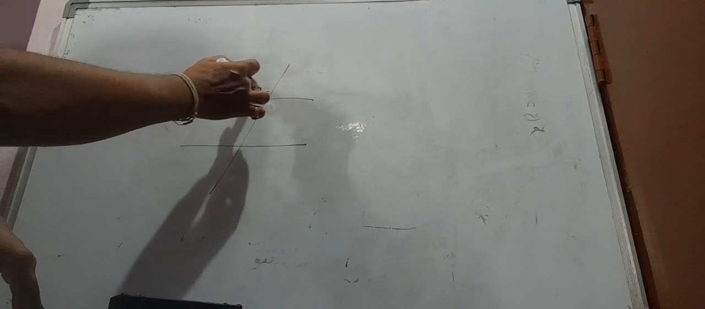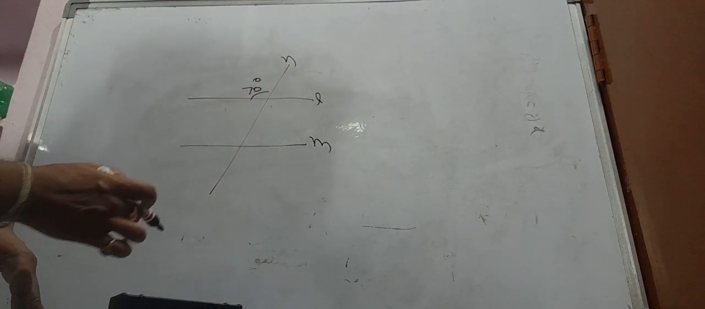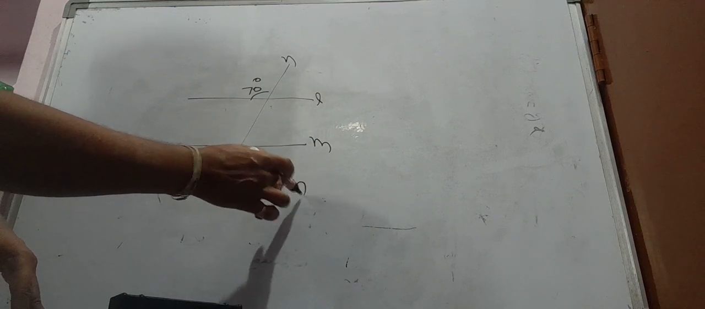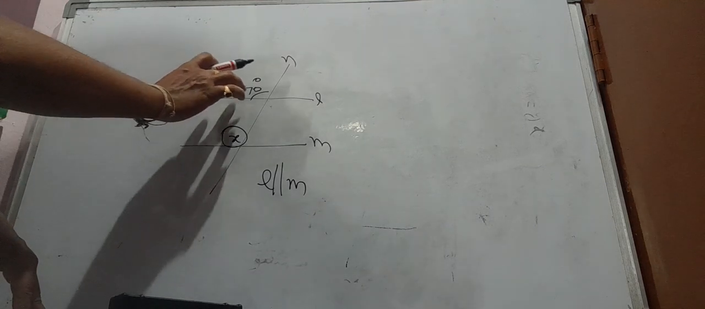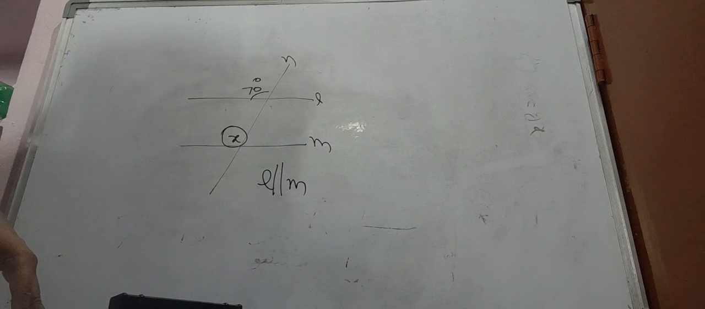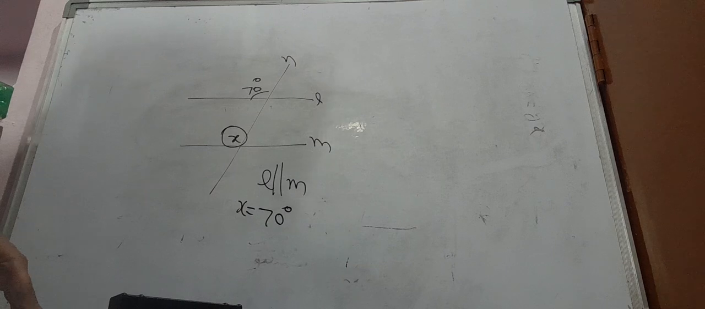So in the exam, how will they give the question? Here they will give 70 degrees. This is L, this is M and this is N, and they will say L is parallel to M, and here they will give you X. They will ask what X is. As you learned already, the corresponding angles formed by the transversal and parallel lines are equal. So 70 degrees, and this will be 70 degrees. So we will write in the exam X is equal to 70 degrees. It is a simple question for 7th class students.